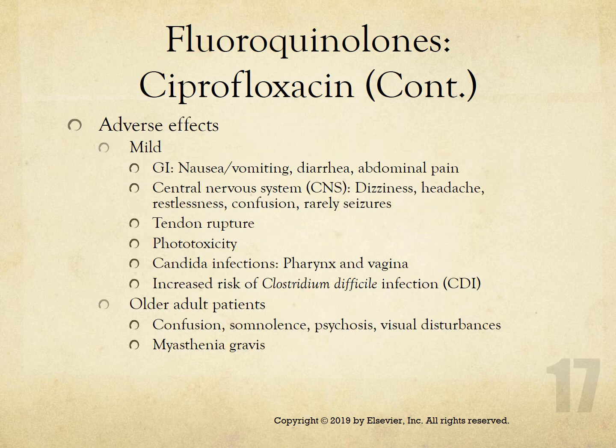What are some adverse effects of using Cipro? Besides the tendon rupture, you can have GI effects, nausea, vomiting. You can have systemic central nervous system effects of dizziness, headache, phototoxicity. You can have candida from just being on an antibiotic. There is an increased risk of C. difficile with the use of Cipro. And in older adults, you have to watch for confusion, visual disturbances, psychosis, and there can even be a chance of myasthenia gravis.